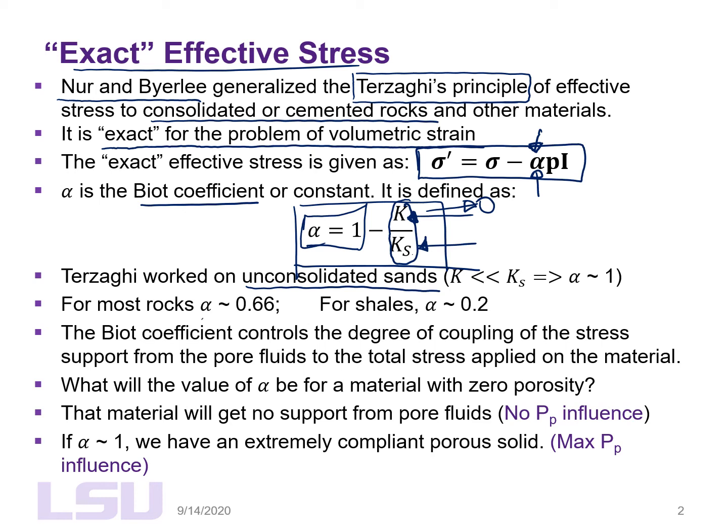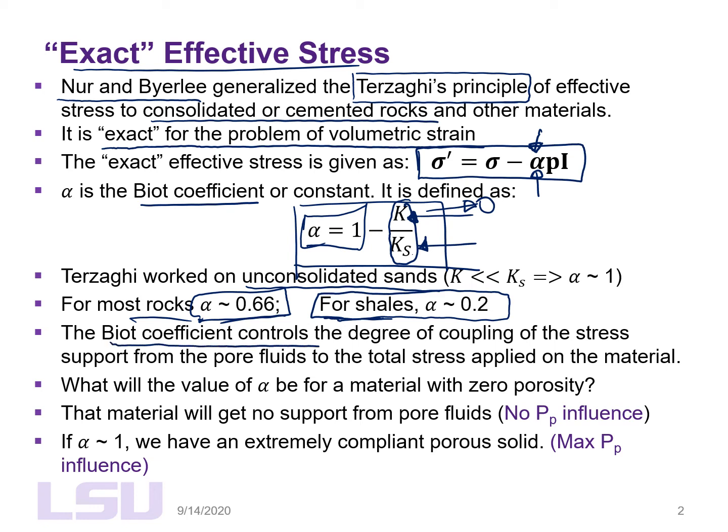But for most rocks, it's actually a lot less than 1. This is common, about 0.5 to 0.66. In most rocks, Biot coefficient is about that value. But as the rock gets more compacted, like shales, which are very compacted and they have low porosities, then Biot coefficient actually is much smaller. Biot coefficient for shales is about 0.2.